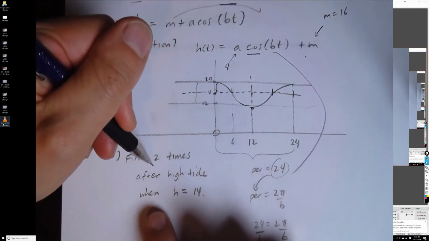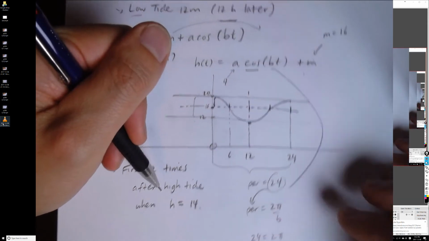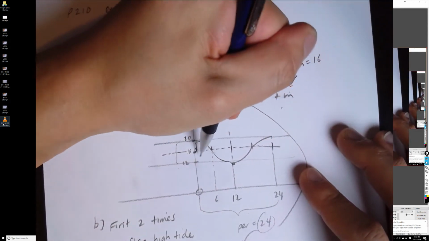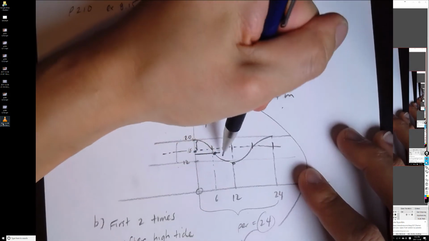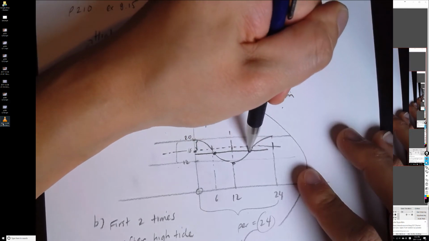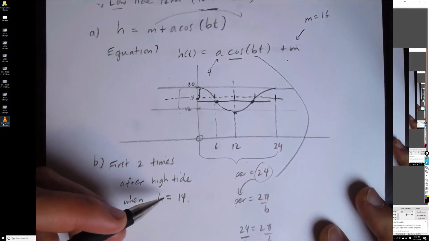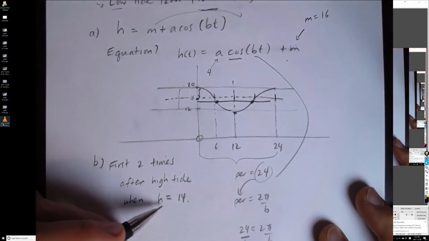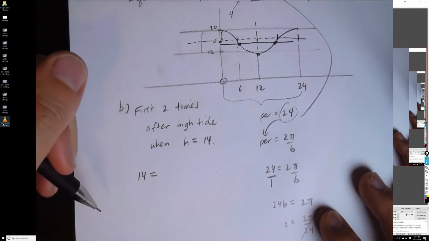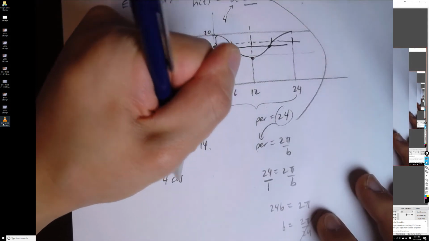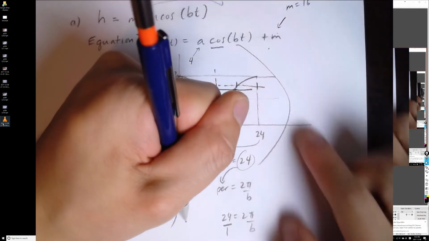Now the question is saying, what are the first 2 times after high tide? So here's high tide, in which h equals 14. So 14 would be over here, so just under here. So you would hit here, it's going to be past 6 hours, and it's going to be over here. So we can try using algebra, or you can use your graphing calculator. Essentially you're going to set the y value or the h value to be 14, and it's going to be equal to the equation we just figured out: cosine of b, and b happens to be pi over 12, t, and m happens to be plus 16.